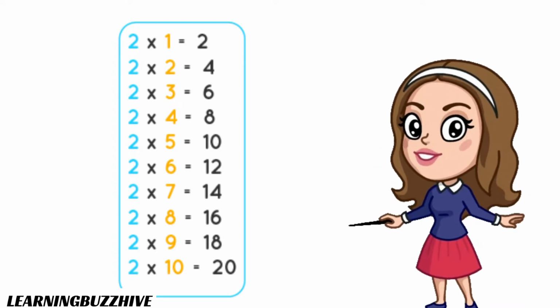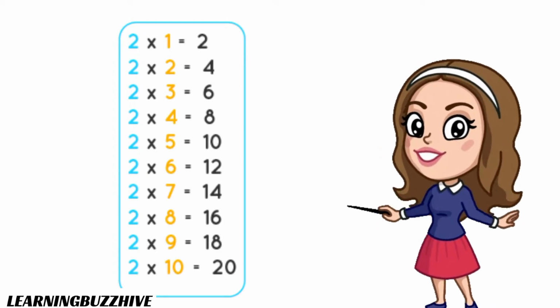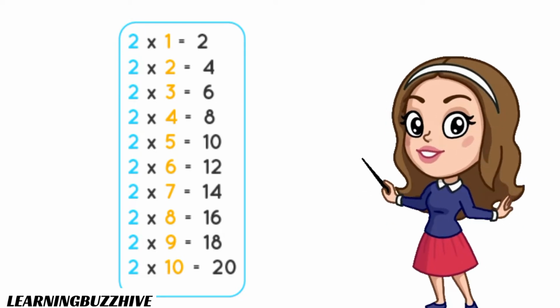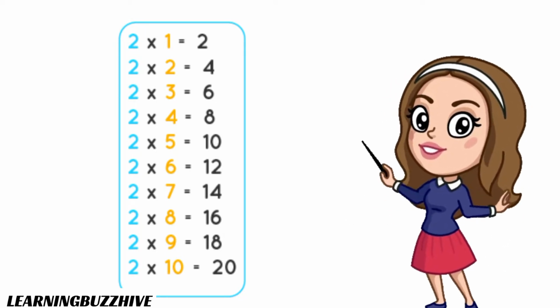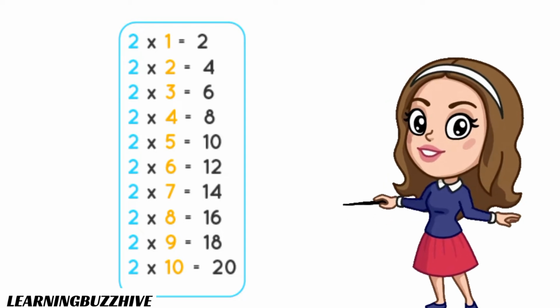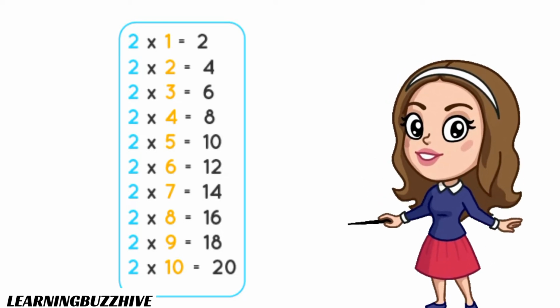2 1s are 2, 2 2s are 4, 2 3s are 6, 2 4s are 8, 2 5s are 10. 2 6s are 12. 2 7s are 14.